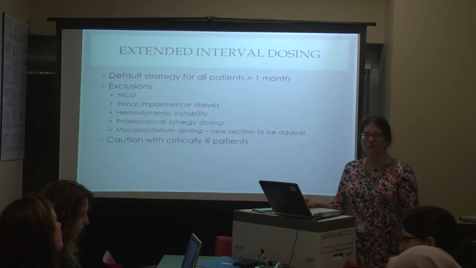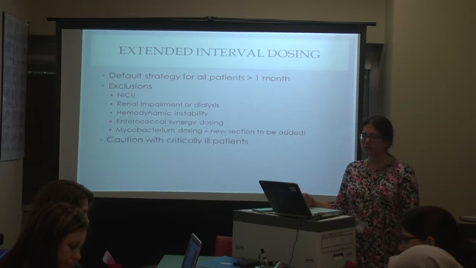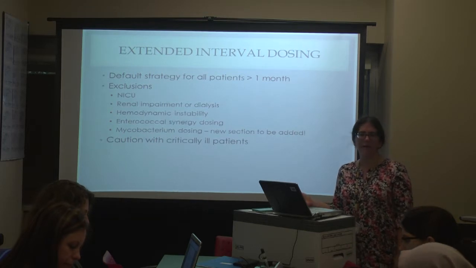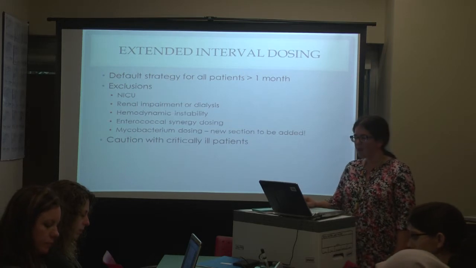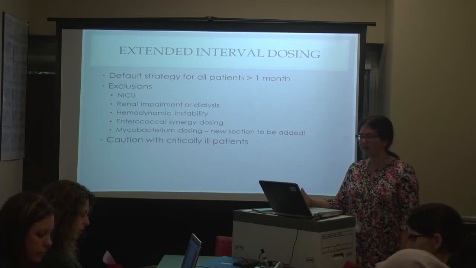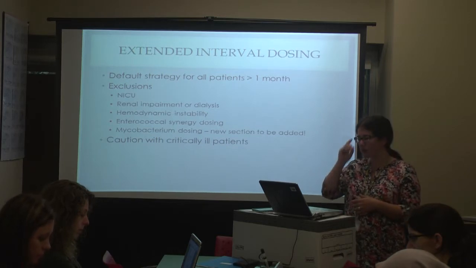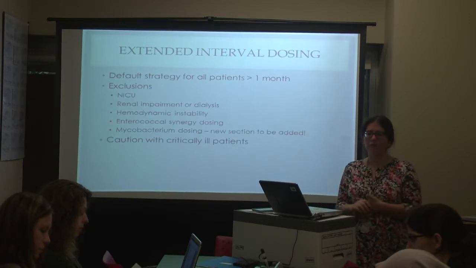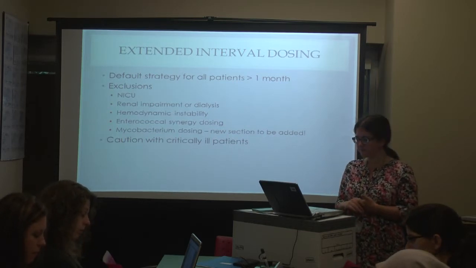For the extended interval dosing, that's going to be our default strategy for all patients greater than 1 month. And there are a few exclusions. Those patients who are in the NICU, who have renal impairment or are on dialysis, because it's an entirely different dosing strategy altogether, who have hemodynamic instability or are critically ill. The reason for that is those patients may have very altered volumes of distribution, and you worry about getting to appropriate concentrations in those patients.